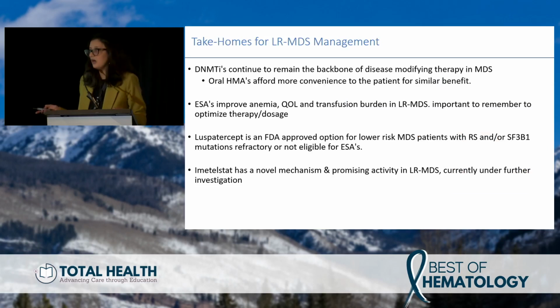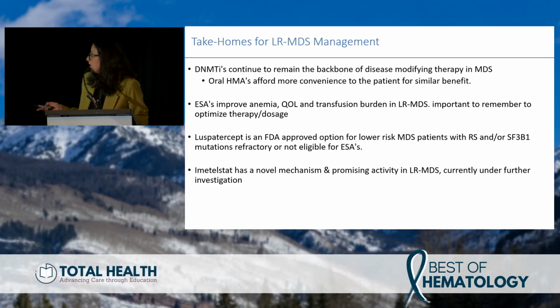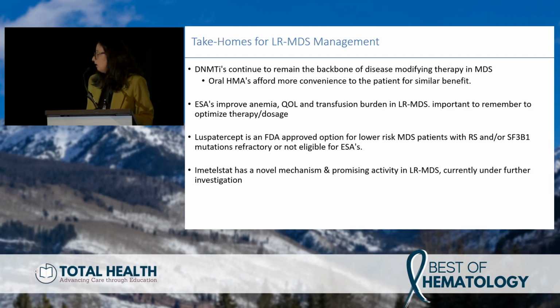So some things I want to really highlight. Don't discard ESAs, I would say, if the low dose is not working. Tweak it, increase the dose, see if adding in myeloid growth factors helps. Luspatercept is an FDA-approved option for patients with low-risk MDS, ring sideroblasts, and SF3B1 mutations, which may be moving into the front line very soon. And imetelstat appears to have a novel mechanism of activity and looks promising, but is still under investigation.